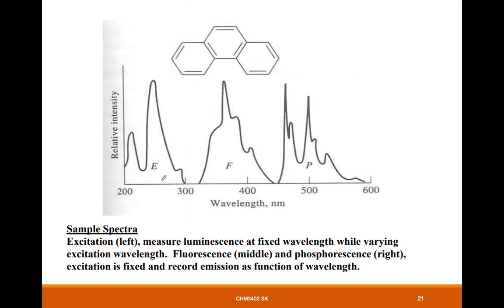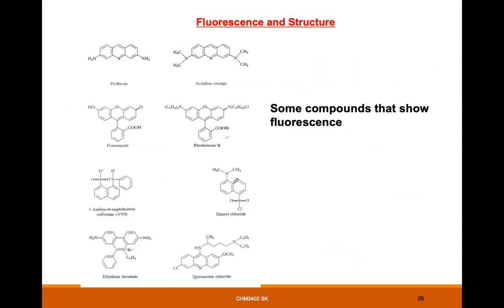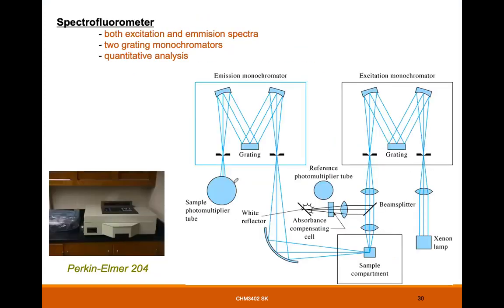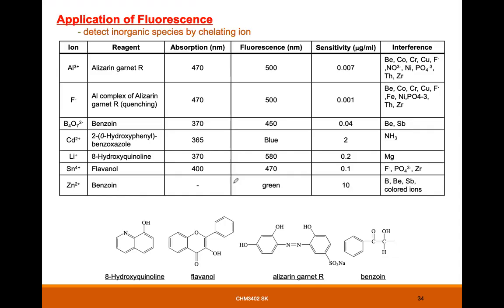But usually, the most important here is what is the excitation wavelength producing the emission spectrum, and what is the emission wavelength. So that's why you have two monochromators in here, to select two wavelengths. So this is the example of fluorescent reagents.